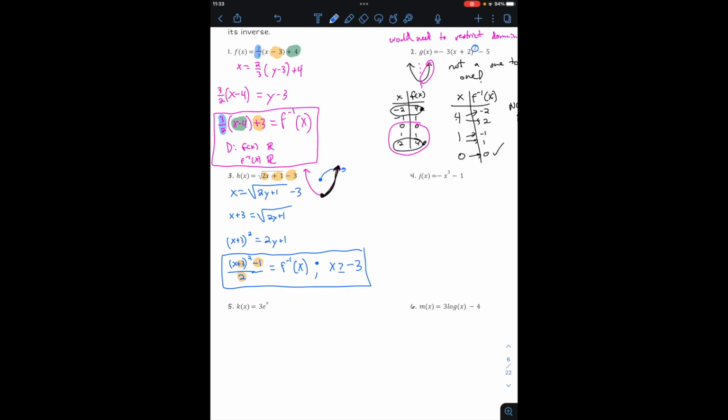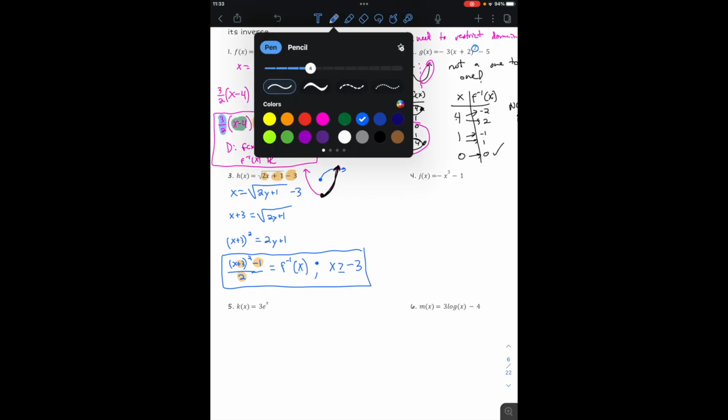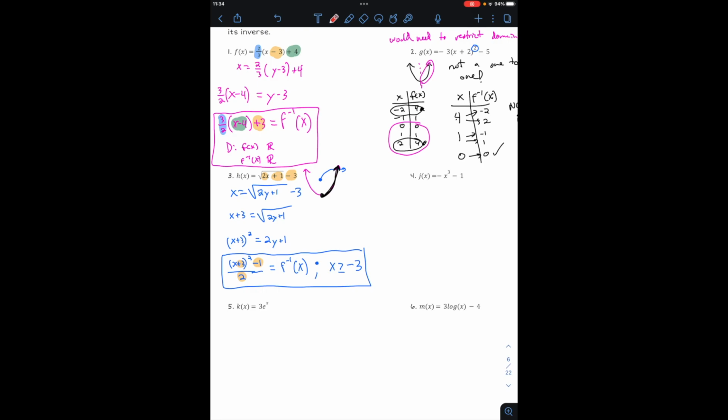Our next one, we have -x cubed minus 1. We should be okay to invert this. So we should say x equals -y cubed minus 1. The domain is all real numbers, the range is all real numbers, and this is at the moment a one-to-one function. So we would get x plus 1, divide by -1, so I'll just throw a negative out here, equals y cubed. So then we would get cube root of -x minus 1 equals f inverse x. And we'd be all very happy.